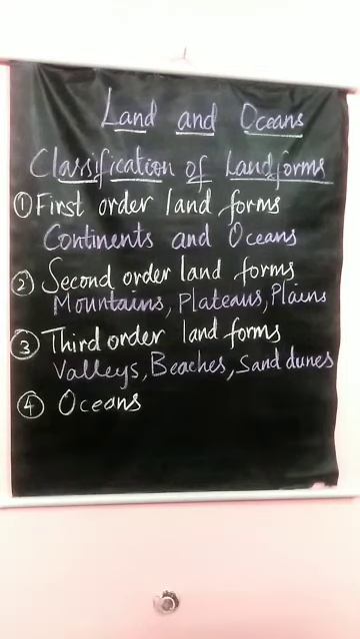Third order landforms. Third order landforms are found on mountains, plateaus and plains. Mainly, they are formed by erosional and depositional activities of rivers, glaciers, winds and waves. Valleys, beaches and sand dunes are some examples of third order landforms.